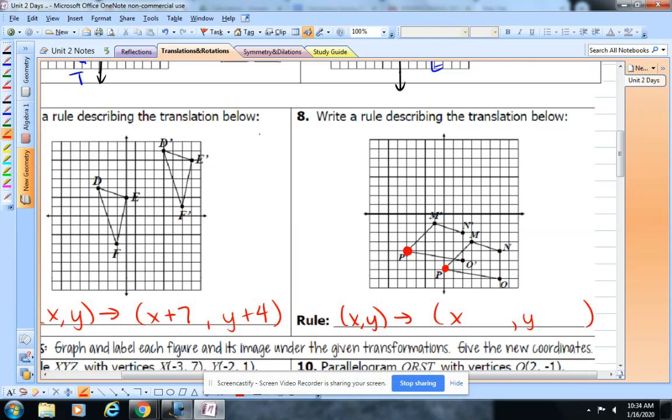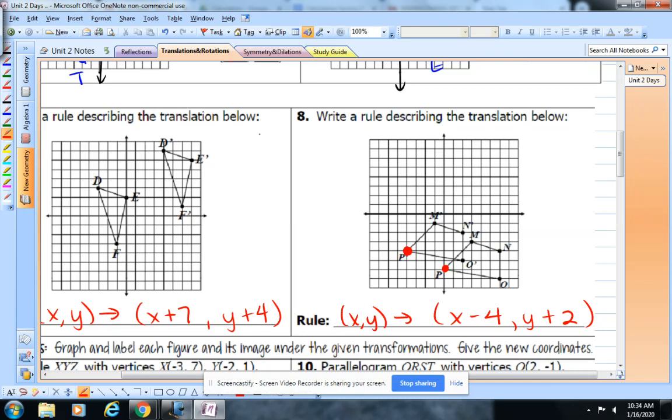So I'm going to take my X and do what? -4. Did everybody do that? And then after I go the left 4, do I go up or down? Up how many? 1, 2. So my Y value is going to be +2.